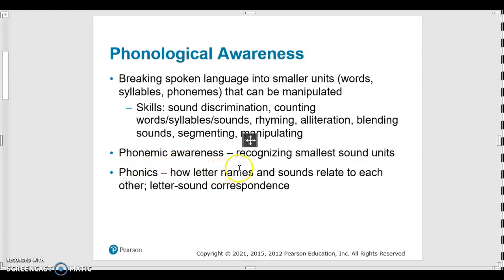Phonemic awareness then is the smallest sound units. Then phonics is how letter names and sounds relate to each other, and this is that letter sound correspondence. I've always been taught phonemic awareness is just oral or verbal. You're not actually pairing anything with written letters at this point. You're not pairing the sound to the letter yet. Then when you talk about phonics, this is how the names and the sounds relate to each other, the letter sound correspondence.